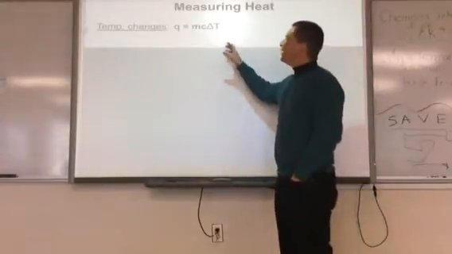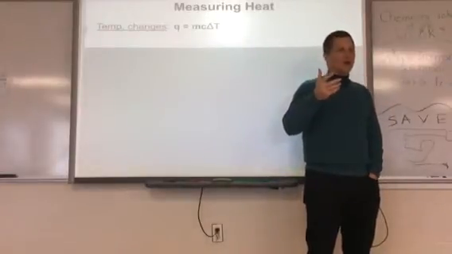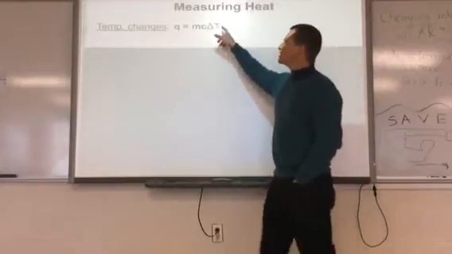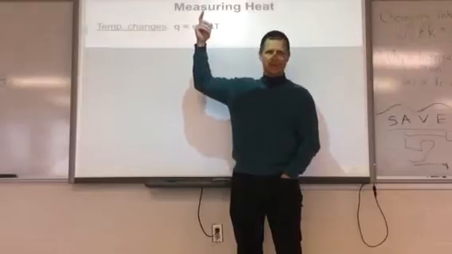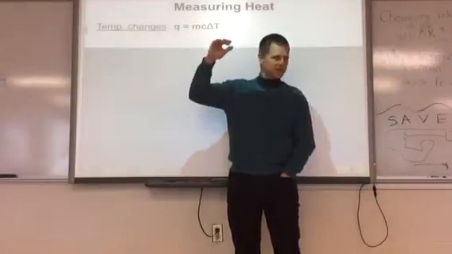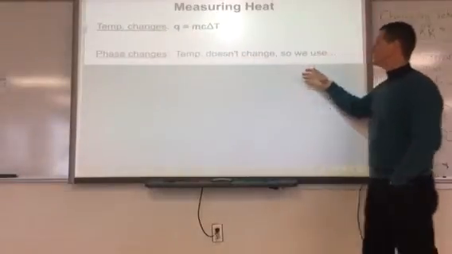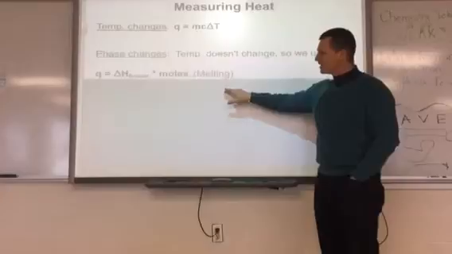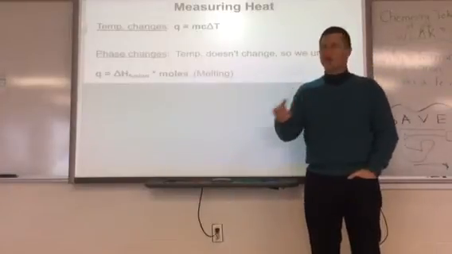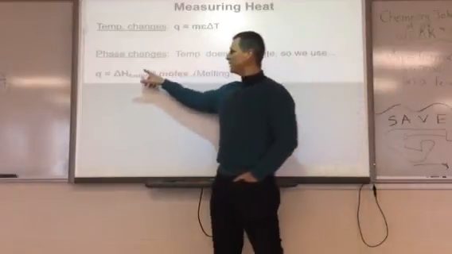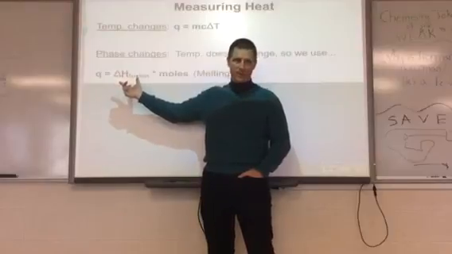So, we need to be able to calculate how much energy it takes to undergo a phase change. This is good for temperature changes. It would not be good for phase changes because the phase change doesn't have any temperature change. The temperature is constant. So we have to go to this. In a phase change, the temperature doesn't change, so we have to use, for melting, this. Q still tells us how much heat we have, but since there's no delta T, we have to use this formula. And this is a review. You should remember this from Chem 1.